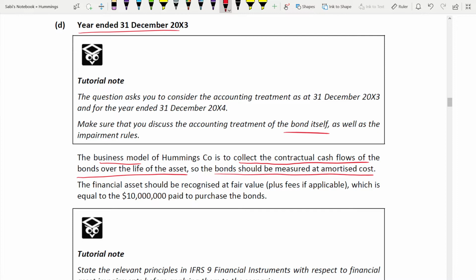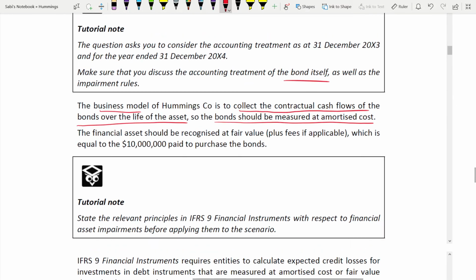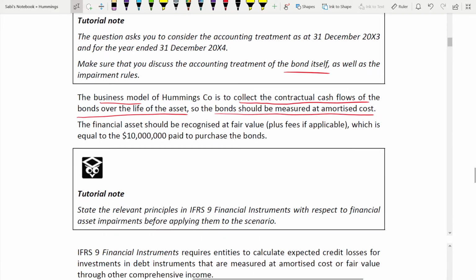Is it at fair value through profit and loss? Is it fair value through other comprehensive income? Out of these three, which is it? Amortized cost. Why? Because of contractual cash flow: you're not selling, you are keeping it. You are receiving the cash flow till the end of the asset. That's why amortized cost. If you forgot it, you have to go back to my IFRS 9 videos, revisit, and then come back and do this question.